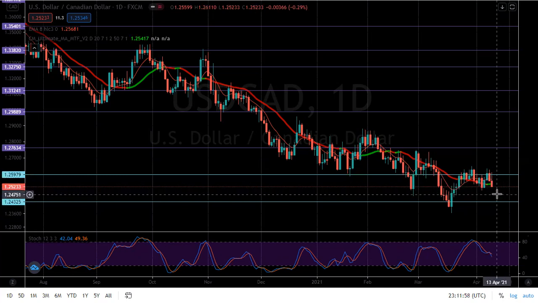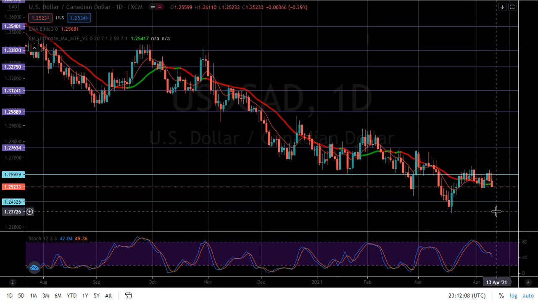For this pair, I'm looking forward to seeing price come into the 1.2435 area first of all. If we get a break and close below that, then I'm looking forward to getting to the lows here at the 1.2370 area. That's what I can see price do. So we trade what the market gives us. We react to what the market gives us, not trying to predict what the market is going to do.